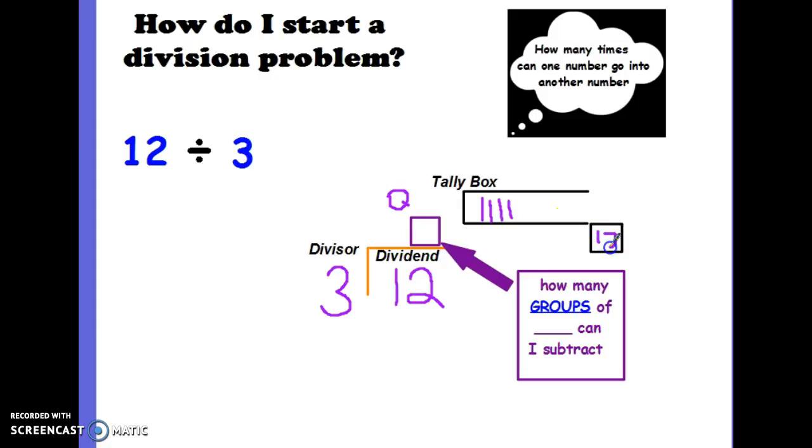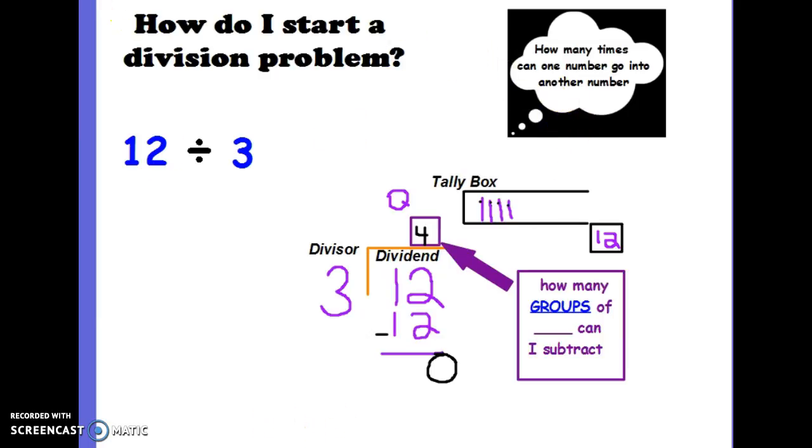Write your answer down in this answer box. Also write it underneath the dividend to see if you have any left over. And to find your quotient, you're just counting the tallies. 1, 2, 3, 4. And we place that answer up here. We finish up the problem, checking to see if there's anything left over, and there's not. You must set up a tally box for every division problem that you have this year in math.